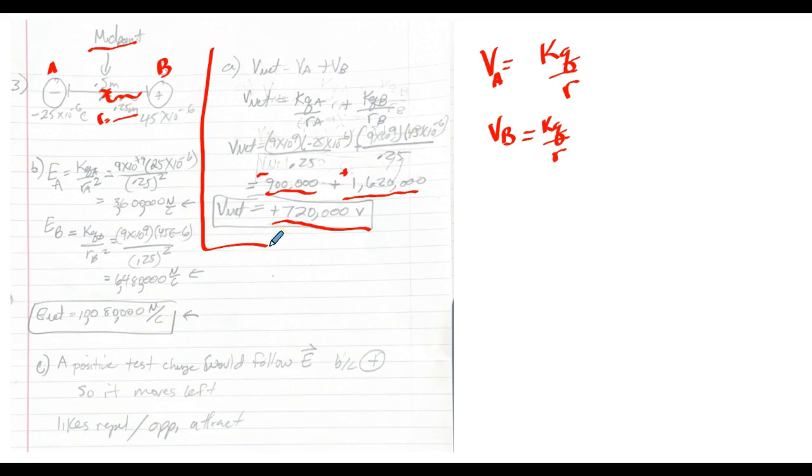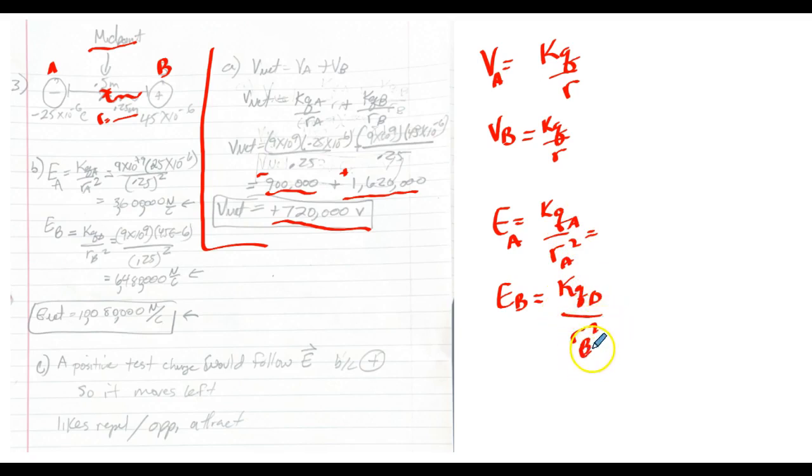For part B, it wants to know, determine the electric field between the charges and describe the direction of the electric field. So you need to figure out the electric field created at a point. And again, we're measuring it at the midpoint. The electric field created by a point charge is KQ over R squared. So it's almost the same equation, it's just got an R squared term here. We're going to figure it out for A, for B, and figure out the directions. So this would be QB over R squared.